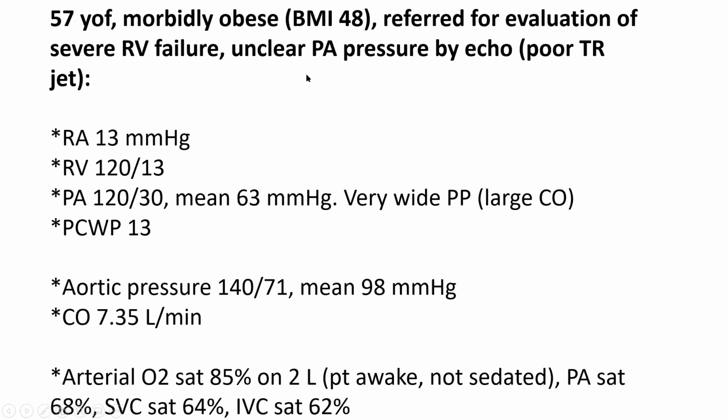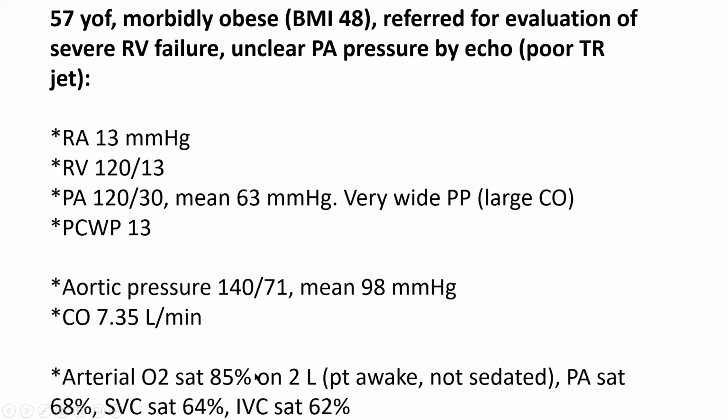So this is a 57-year-old female, morbidly obese. She has severe RV failure, unclear PA pressure by echo. So we did the right heart cath, and those are her numbers. RA, RV, PA is 120/30 with a mean of 63. So very high PA pressure. Wedge pressure is normal, so it's already pre-capillary pulmonary hypertension. This is aortic pressure. This is her cardiac output, relatively high.